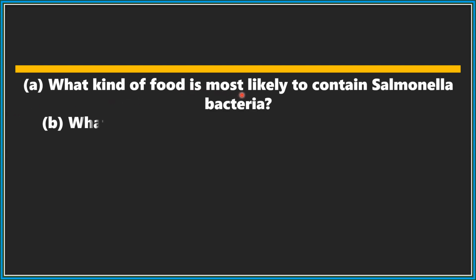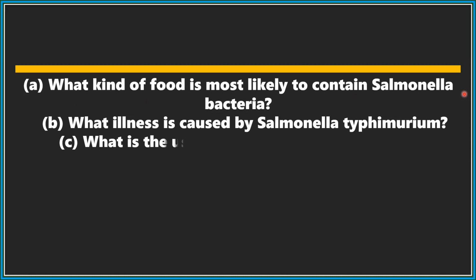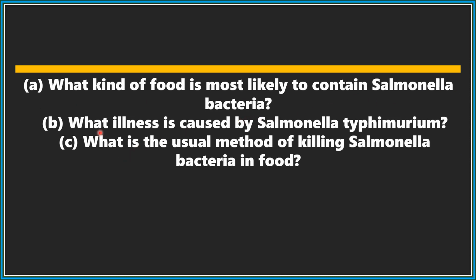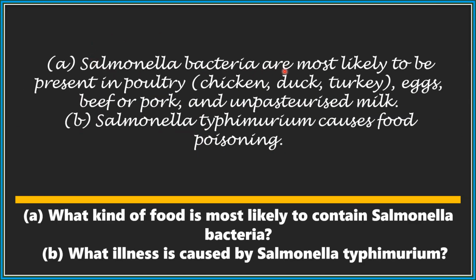What kind of food is most likely to contain Salmonella bacteria? B. What illness is caused by Salmonella typhimurium? C. What is the usual method of killing Salmonella bacteria in food? Salmonella bacteria are most likely to be present in poultry, that is chicken, duck and turkey, eggs, beef, pork, and unpasteurized milk. Salmonella typhimurium causes food poisoning.